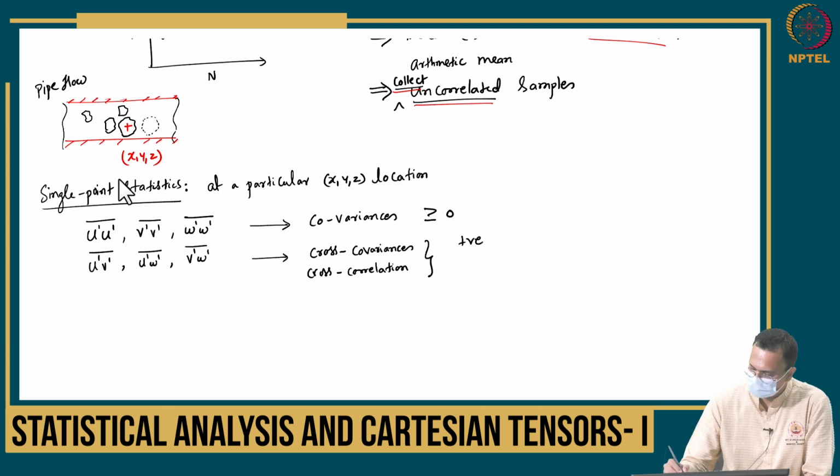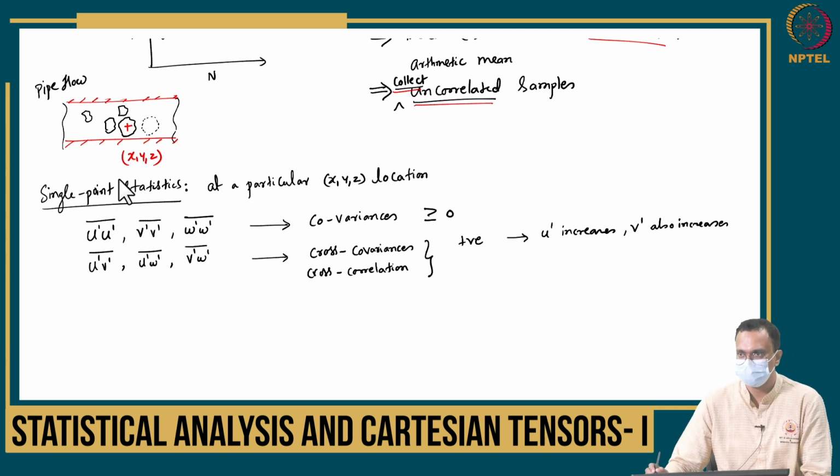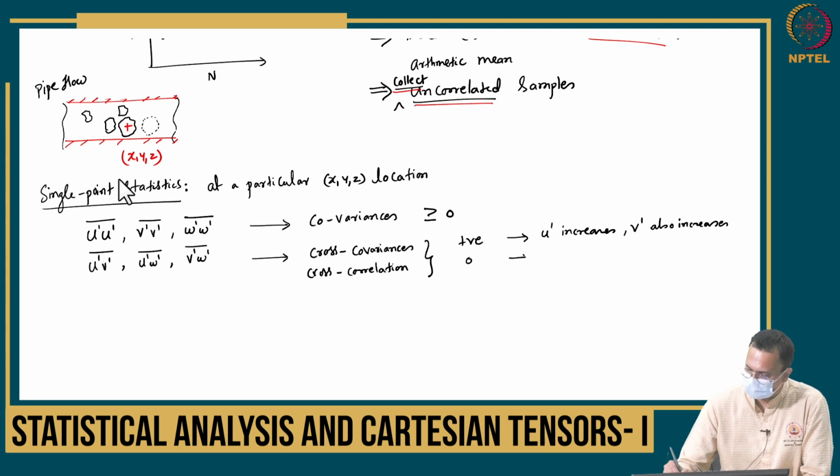Positive implies that both the components are varying together. One increases, the other also increases. For example, if u prime increases, v prime also increases at the same point. At another xyz location, they may not. It's different from position to position. So positive implies u prime increases, v prime also increases. And 0 implies no correlation. Both are not correlated at all.